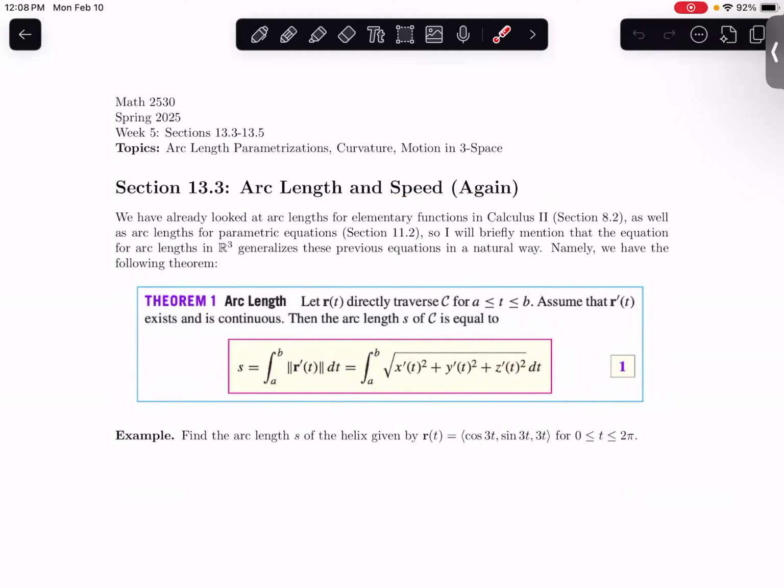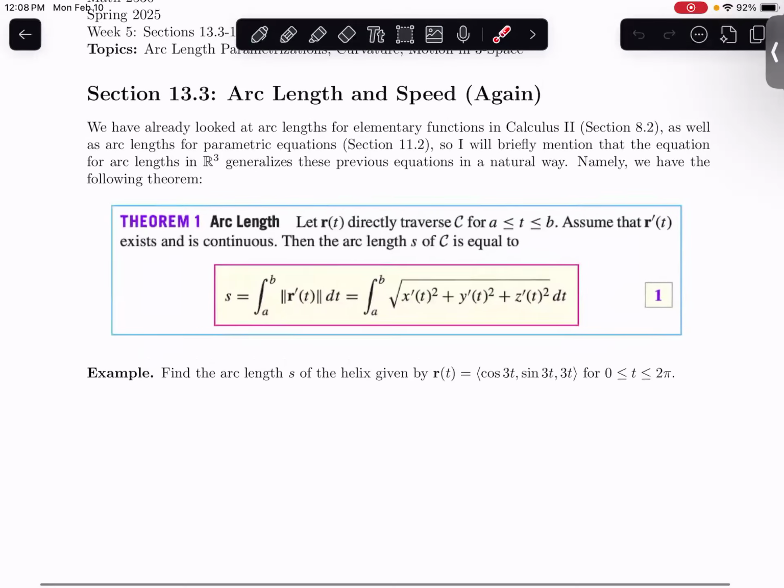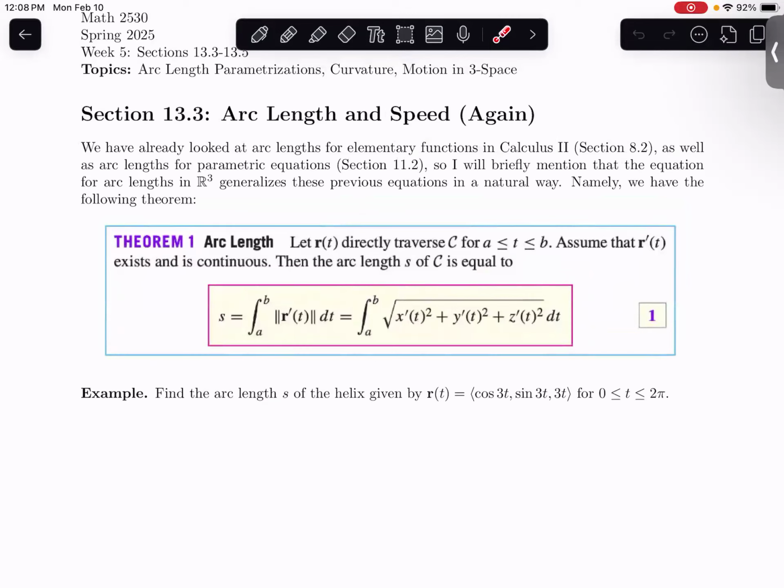But what we're going to see is that the generalization, going from R2 to R3, from 2 dimensions to 3 dimensions, is pretty much the same idea. The equations are pretty much the same. Things work out the way you expect them to. So I'm not going to spend a lot of time, or really any time, deriving the following equation. You should recognize it as what we've already done and just be like, oh yeah, it makes sense. We just add z prime squared.